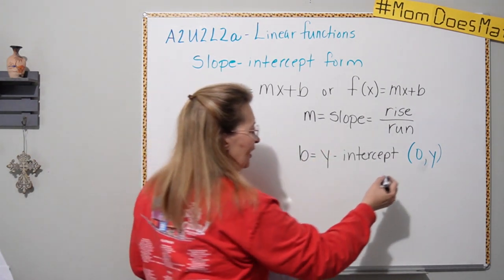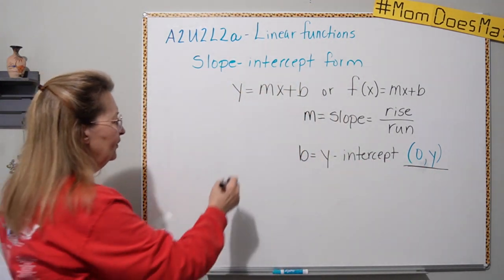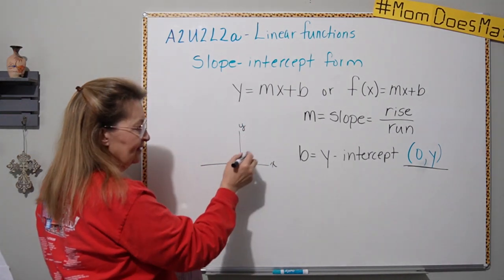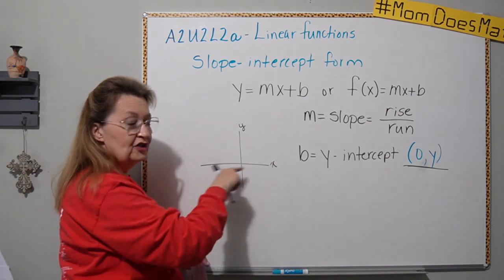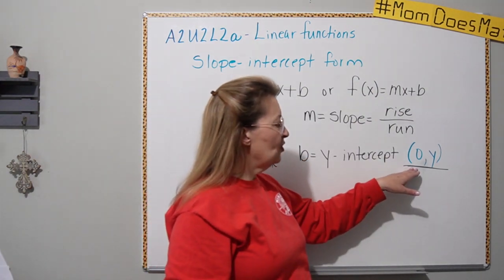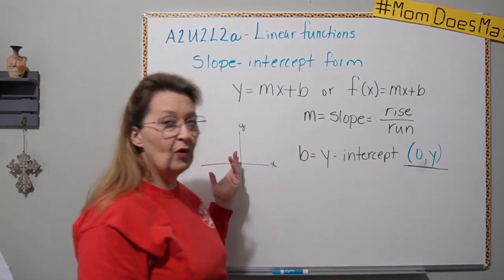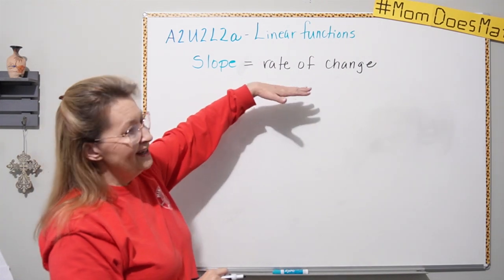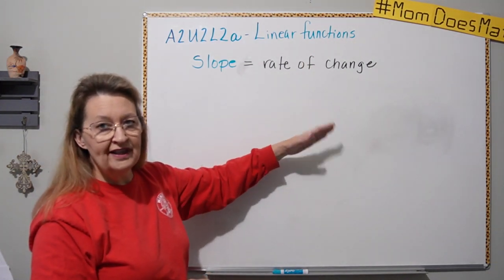Now I want you to think about the ordered pair that describes that point. What would the ordered pair for anything on the y-axis be? Well, your x-coordinate is going to be 0 because you're not going to the left or right. So your y-intercept is always going to be where x is equal to 0 and y is the point of intersection.